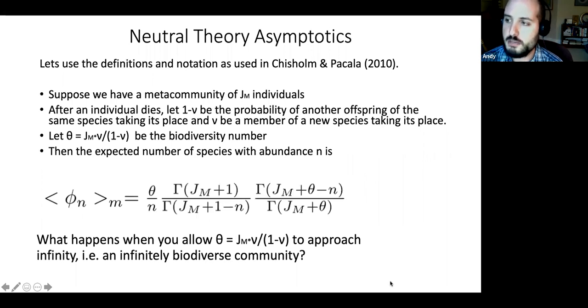So we go over neutral theory asymptotics. Since neutral theory is simpler, the asymptotics are simpler. Suppose you have a metacommunity of JM individuals. Nu is the probability that when a population member dies, the one replacing it is from a different species rather than the same species. And theta is the biodiversity number. The more biodiversity you have, the higher theta is, and it's calculated with this formula here. The expected number of species with abundance n is shown below. This is from Chisholm and Pacala. What happens when you allow that biodiversity number to approach infinity?